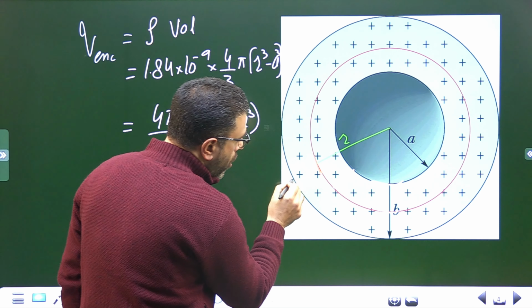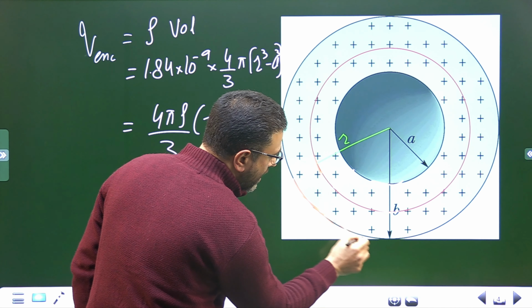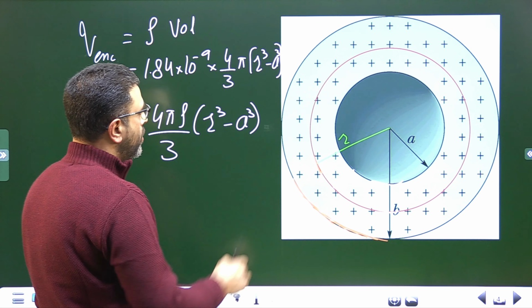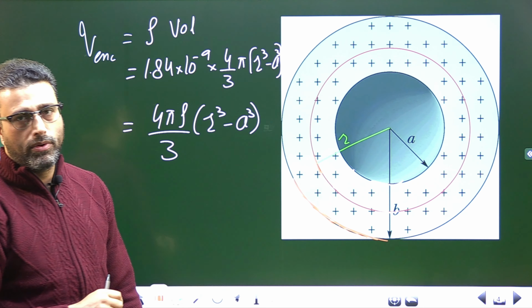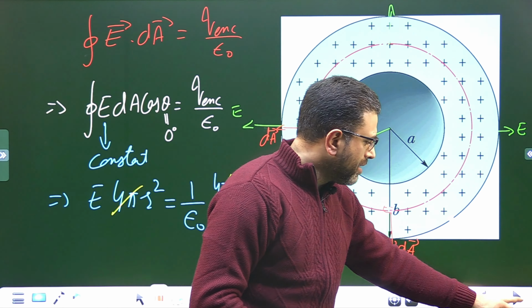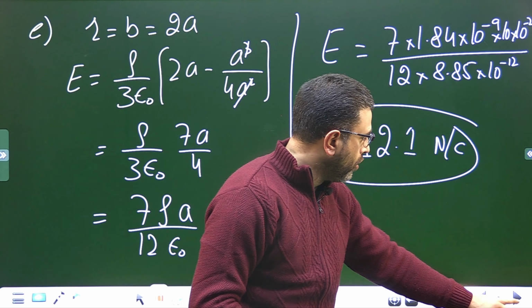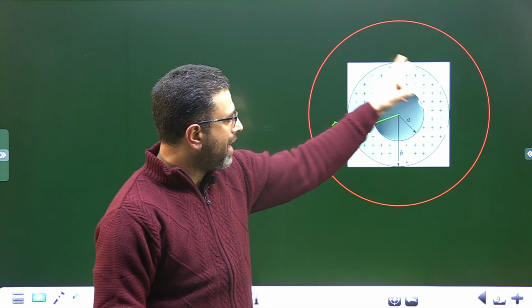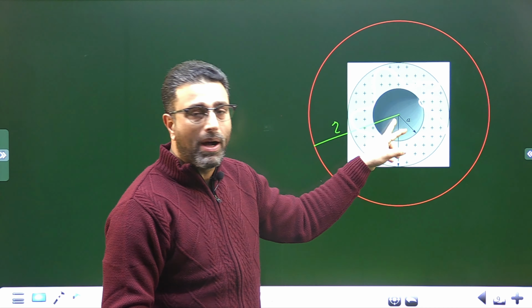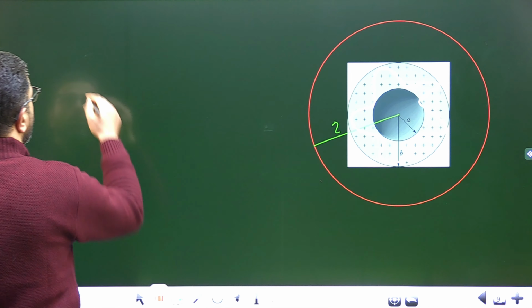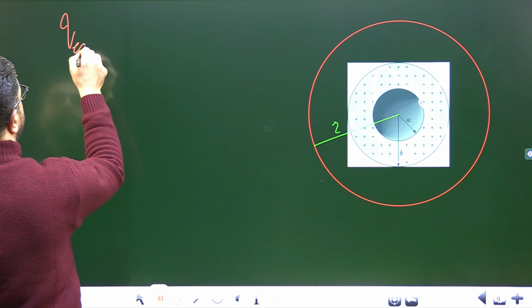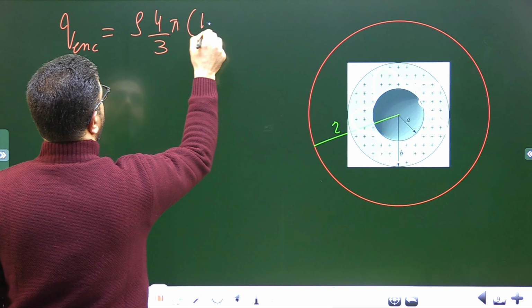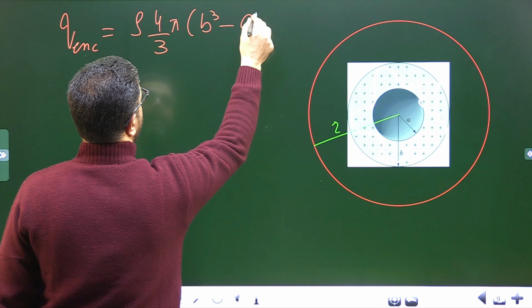Now that we have to find all the charge of the shell, our outer radius is this time b. So instead of r, we'll write b, so we'll have b cube minus a cube. Or we can simply write density into volume. Volume is simply outer volume minus the inner volume. Outer volume is 4 by 3 pi b cube minus 4 by 3 pi a cube. So the charge enclosed this time is rho times 4 by 3 pi, outer radius cube b cube minus inner radius cube a cube.